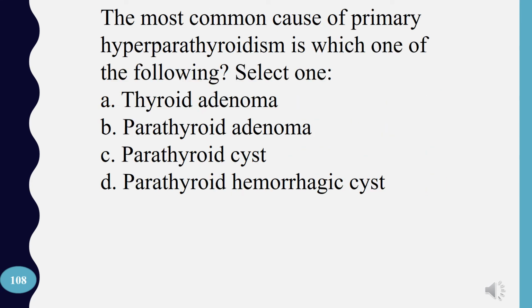The most common cause of primary hyperparathyroidism is which one of the following? A. Thyroid adenoma. B. Parathyroid adenoma. C. Parathyroid cyst. D. Parathyroid hemorrhagic cyst. The answer is B. Parathyroid adenoma.